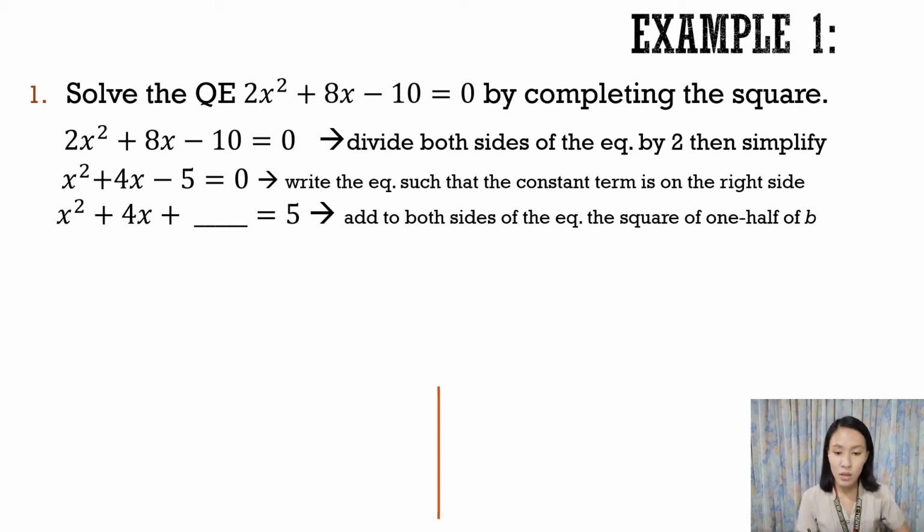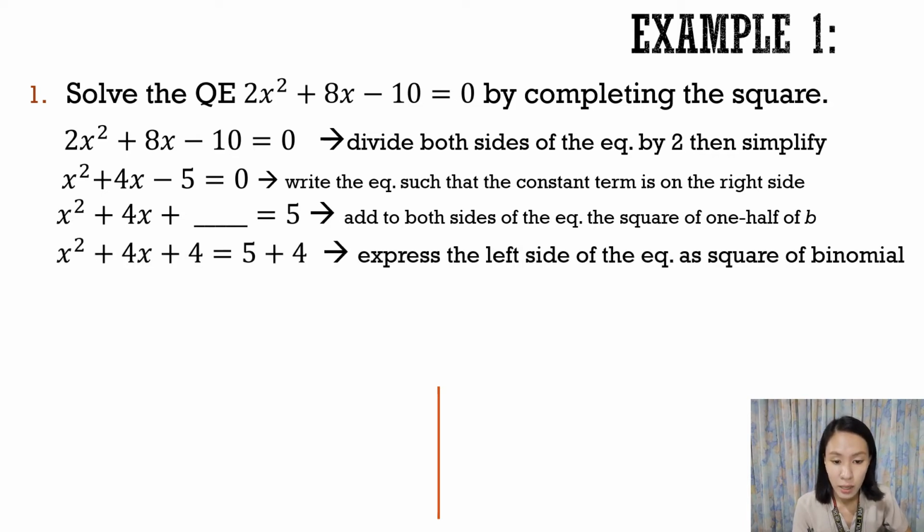So what is the value of our b? That is 4. 4 divided by 2, the result is 2. Squared, the result is 4. We need to add 4 on both sides of the equation. So now, the form of our equation will become x squared plus 4x plus 4 is equal to 5 plus 4. Now, express the left side of the equation as a square of binomial.